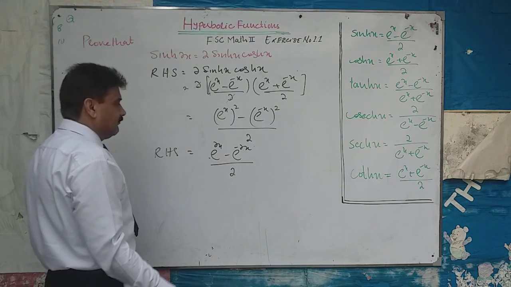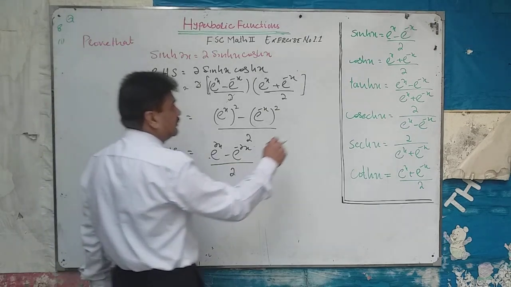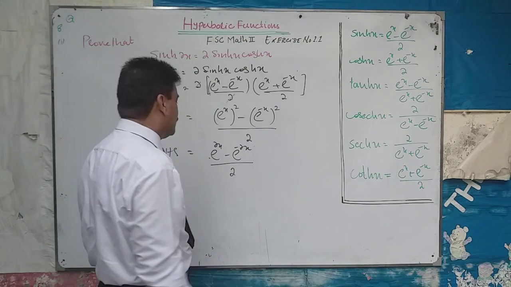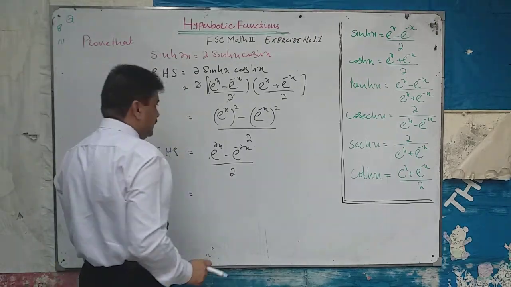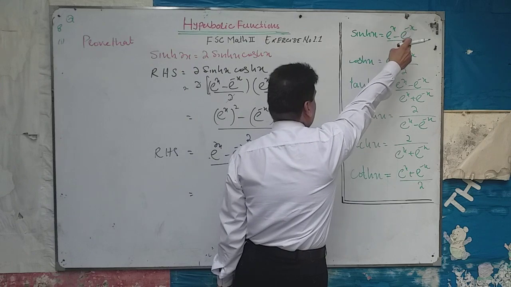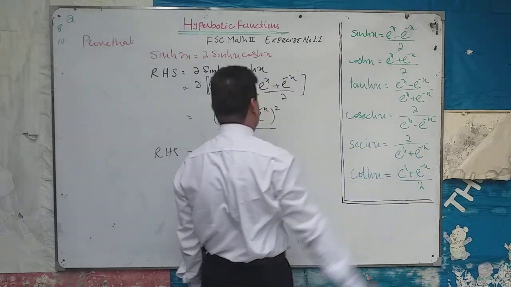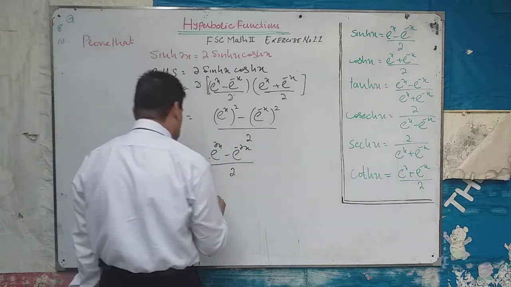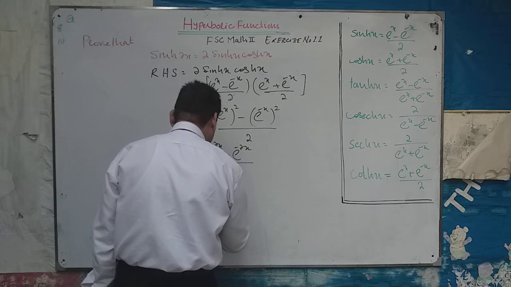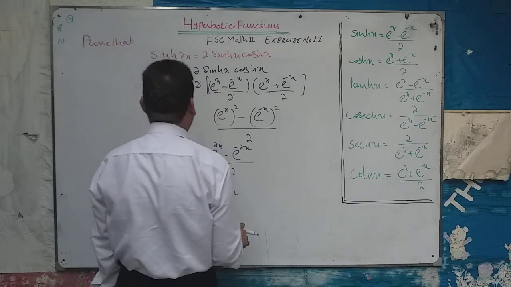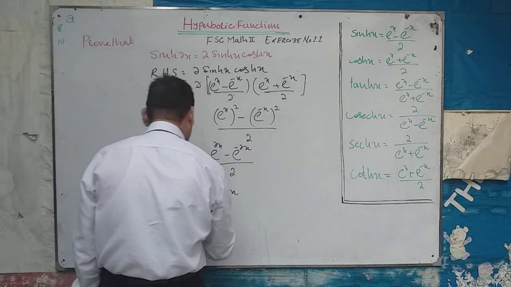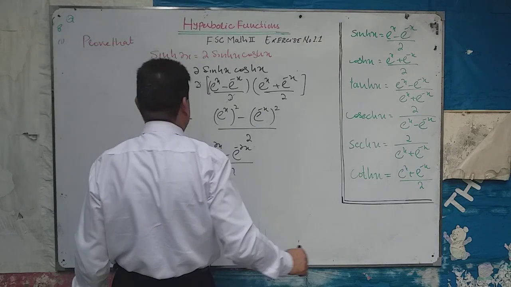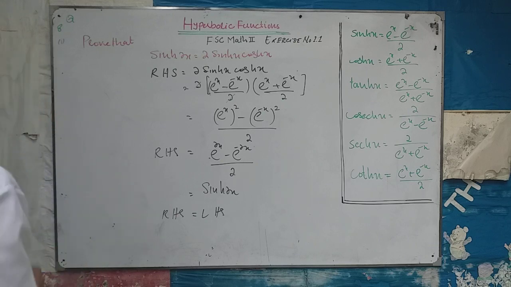And you know what is the difference between e raised power x minus e raised power minus x by 2 and e raised power 2x minus e raised power minus 2x by 2? When e raised power x minus e raised power minus x by 2 is equal to sin hyperbolic x, then e raised power 2x minus e raised power minus 2x by 2 will be equal to sin hyperbolic 2x, which is the left hand side of this identity. So right hand side will be equal to left hand side.